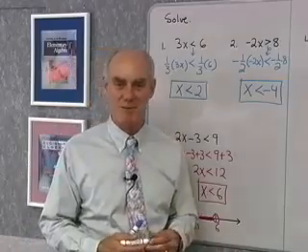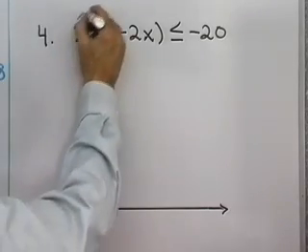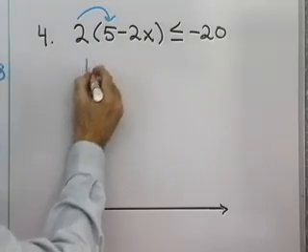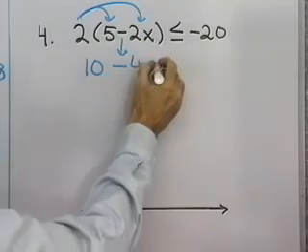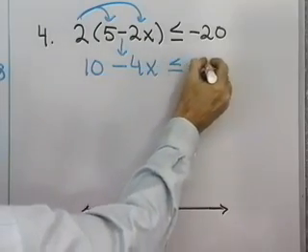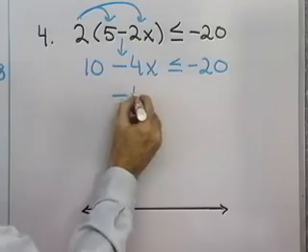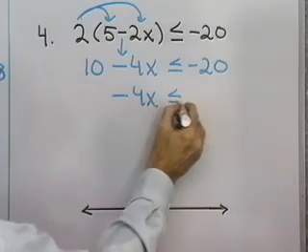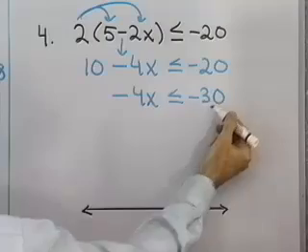Let's try one last problem. 2 times 5 minus 2x in parentheses less than or equal to negative 20. Let's multiply. 2 times 5 is 10 minus 2 times 2x is 4x less than or equal to negative 20. I'll add negative 10 to both sides and I have negative 4x less than or equal to negative 30 because negative 20 plus negative 10 is negative 30.